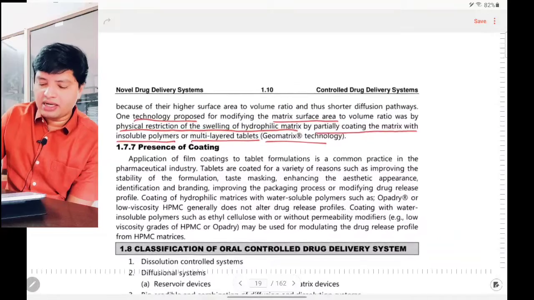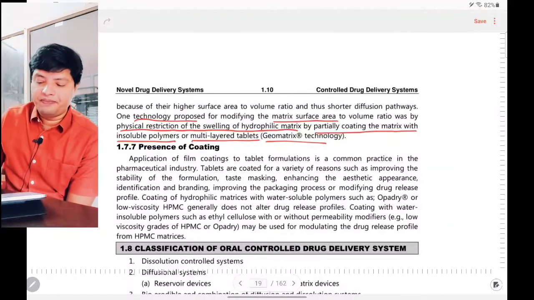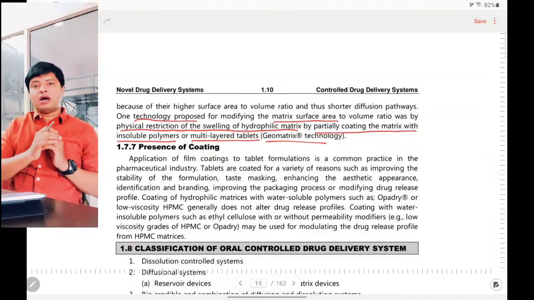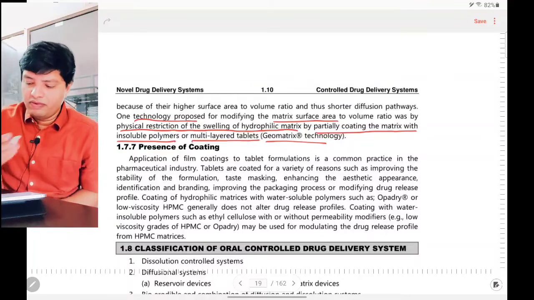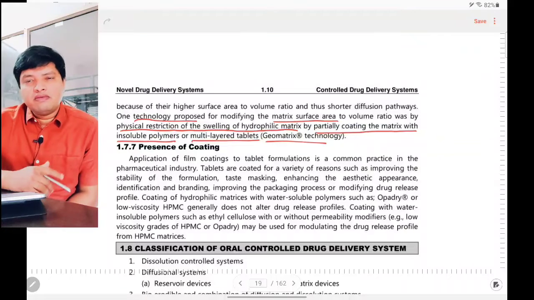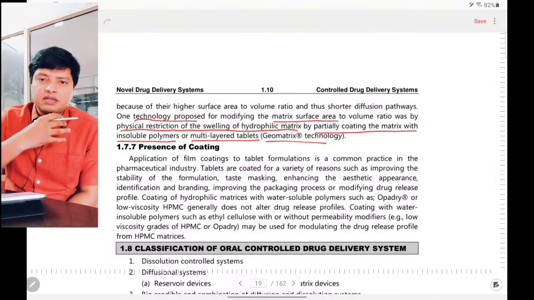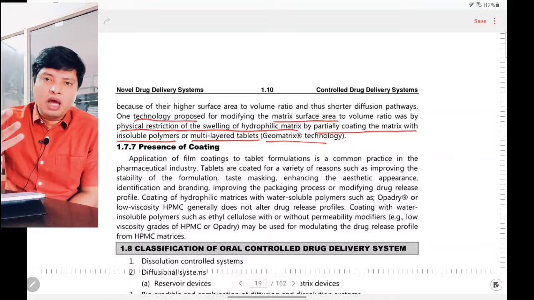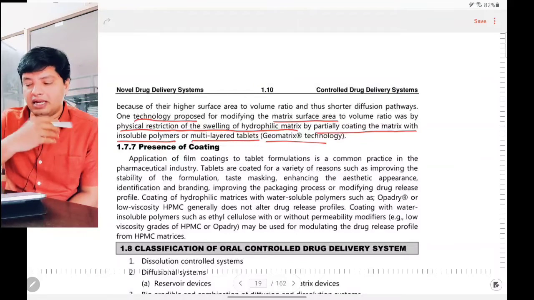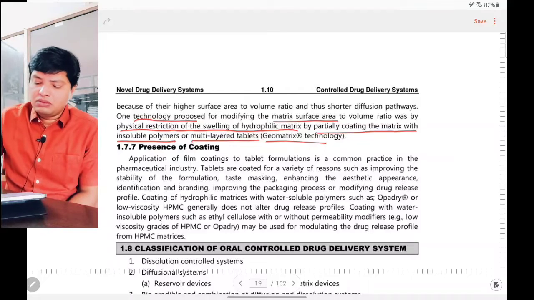The last factor is presence of coating. The presence of coating will also have a profound effect on the release of the drug. How? We will try to see here. We apply film coating for various reasons. It may be functional coating or non-functional coating, to mask the taste or to increase the elegance. We have many reasons to apply coating.